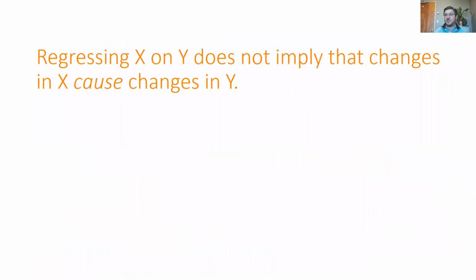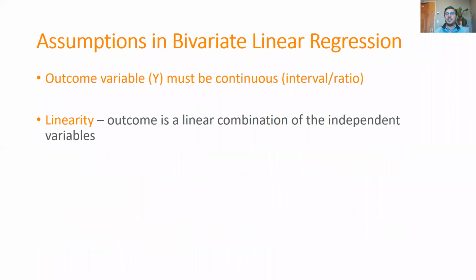Same thing as correlation doesn't imply causation: regressing X and Y doesn't imply that changes in X cause the changes in Y that you see. In another module, we're going to discuss a little bit more about establishing causality. Some assumptions to use linear regression: your outcome variable needs to be measured on an interval ratio scale, and the X and Y variables need to be linearly related.